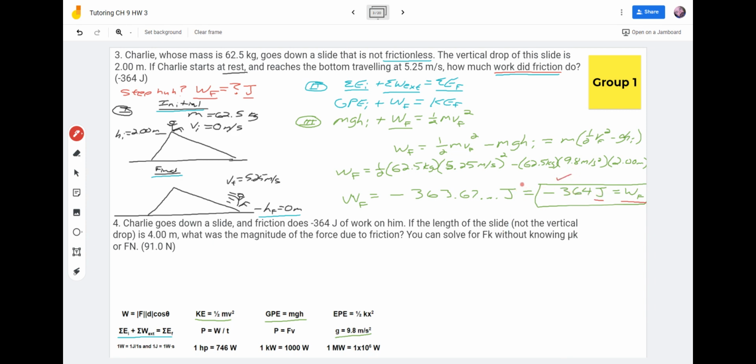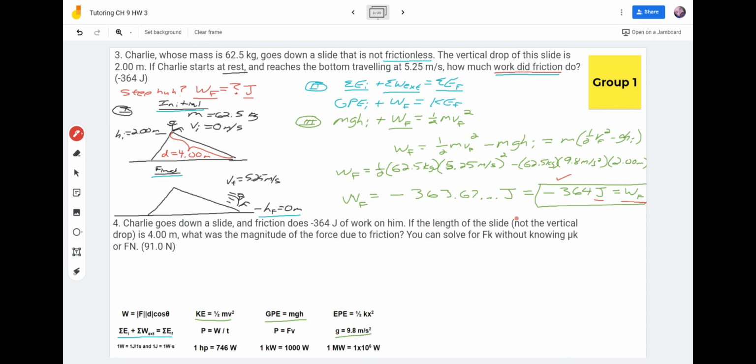Now, problem 4 is a continuation of this story. So Charlie goes down the slide. Friction does that much work. If the length of the slide, not the vertical drop, is 4.00 meters, what was the magnitude of the force due to friction? So the vertical drop was 2 meters. What I'm saying here is that, let me draw it up here. This length here, let's call it d for distance or displacement. This is 4.00 meters.